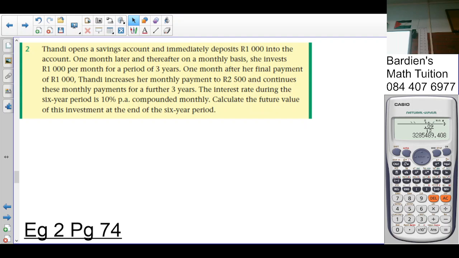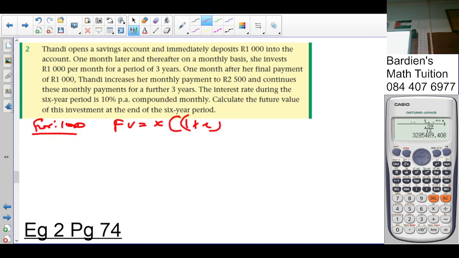So that I can use the other future value formula for the 2,500 Rand per month for the remainder 3 years. Does it make sense? Okay. So what I'm going to do is, this is for the 1,000 Rand for 3 years. For the 1,000 Rand, it's going to follow that formula. F is equal to x into 1 plus i to the exponent n minus 1 all over i.